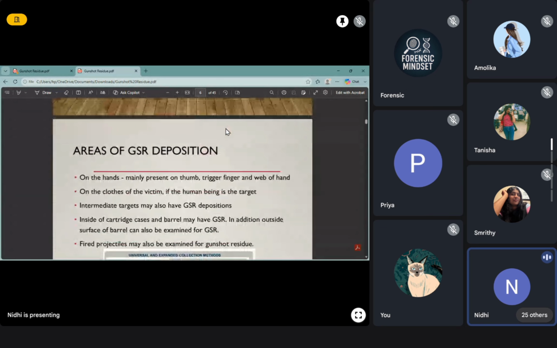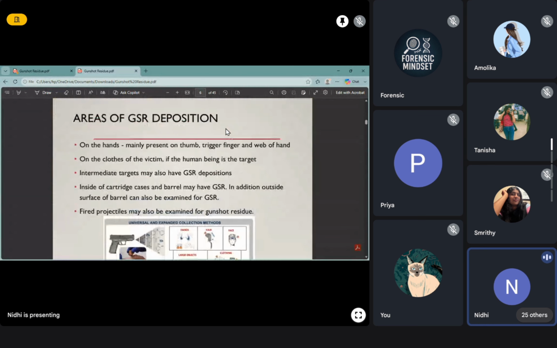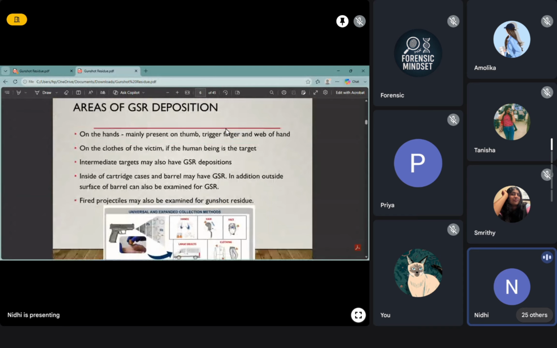From here, the important part is getting started. Like in India, what you will be finding as evidence is given here. On the hands, mainly present on the thumb, trigger finger, and web of the hand. On the clothes of the victim, if the human being is the target.